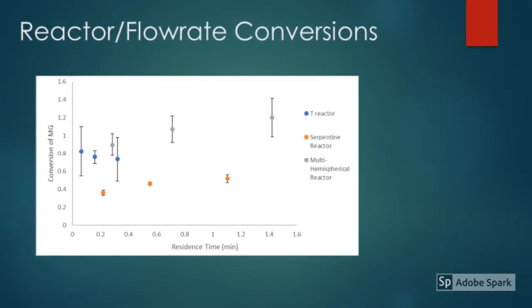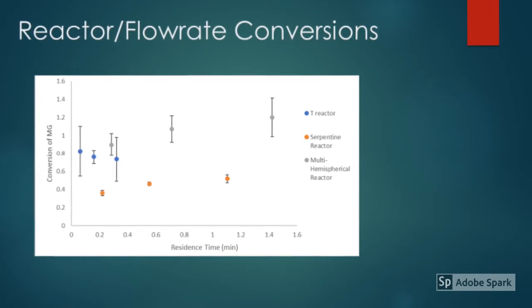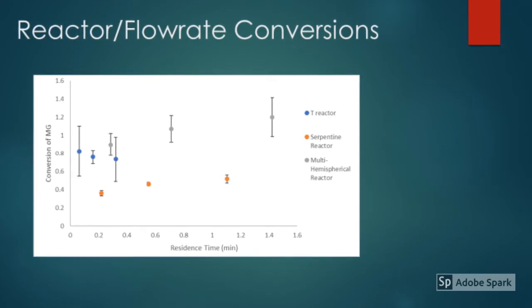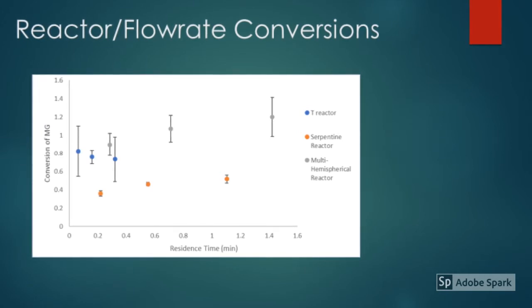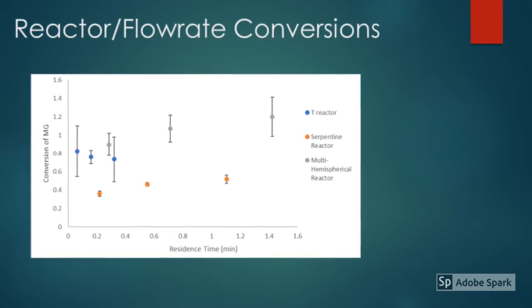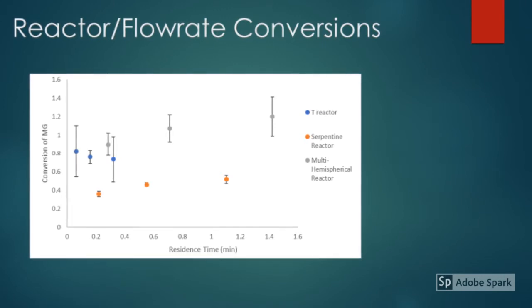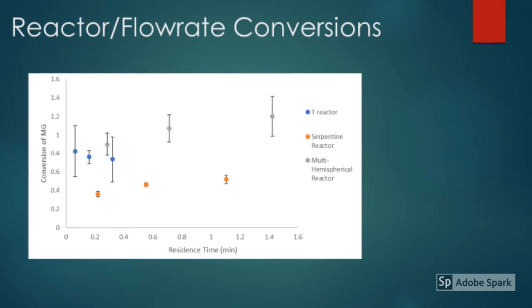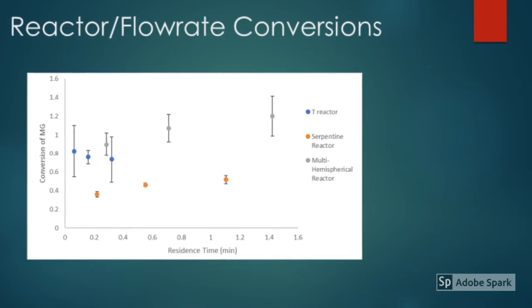Here, averaged conversion values from each trial are plotted against their corresponding residence time. T-reactor data disagrees with our hypothesis, as conversion decreases with increasing residence time. However, this is likely due to faulty calibration curve data. The serpentine and spherical reactors behaved as expected, with increasing conversion at increasing residence times. Also, the spherical reactor has significantly greater conversion values, as expected. However, data is not significantly statistically differentiable, so we do not feel confident confirming our hypothesis.